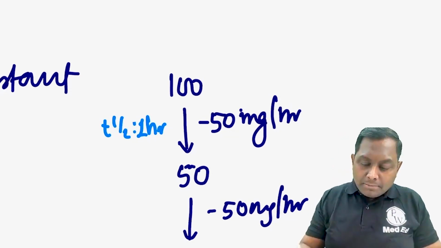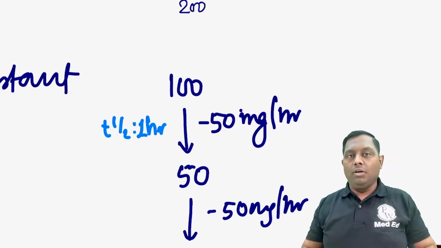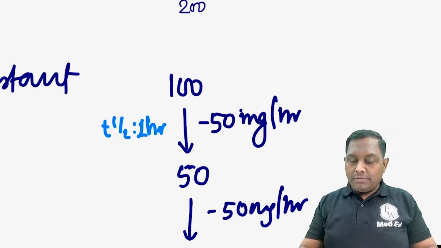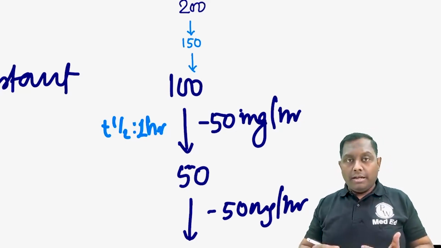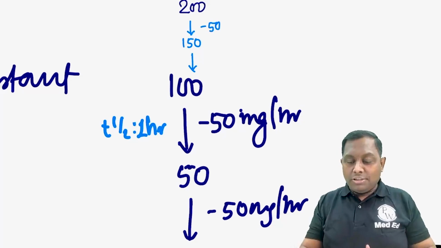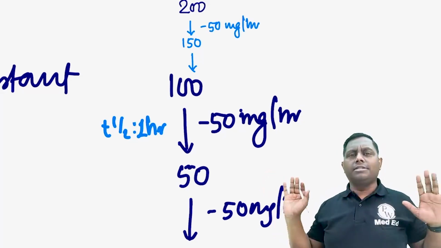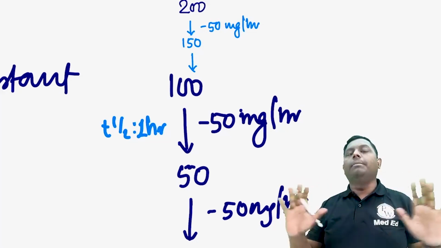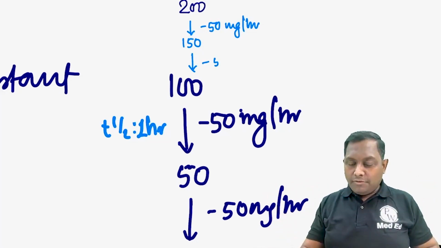If I increase the plasma concentration from 100 to 200, now what will happen? From 100 to 200, this will again be 50 milligram per hour. So this one will become 150 and 150 will become 100. Again 50 milligram per hour, it is not going to change. Rate of elimination is not going to change. At any plasma concentration, rate of elimination is independent of plasma concentration. It will not change. Here also it is going to be 50 milligram per hour.